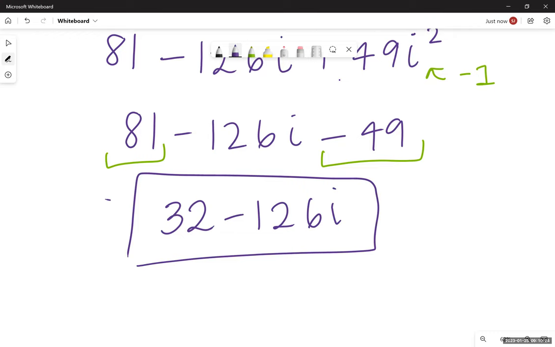So FOIL like always. I'm telling you to do it like always. As far as working with normal variables, it's very, very the same. Nothing really changes except for whenever you get to combining like terms, those i squareds become -1s.